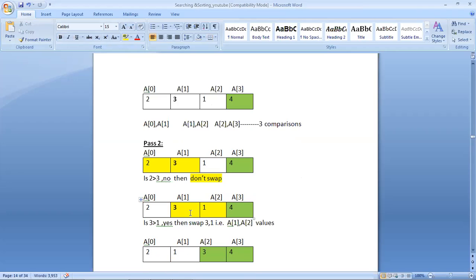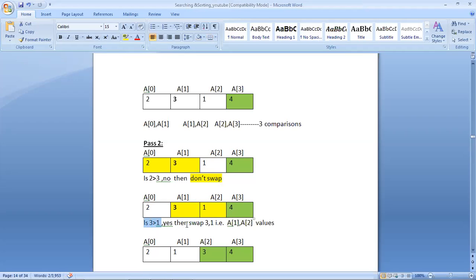Identify the next adjacent pair of elements, that is 3 and 1. Here the second value of the array is 3 and the third value of the array is 1, that is the next adjacent pair of elements. Now we check, are these two values in ascending order or not? Is 3 greater than 1?